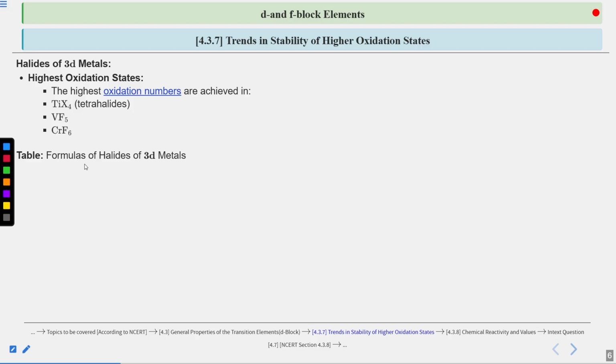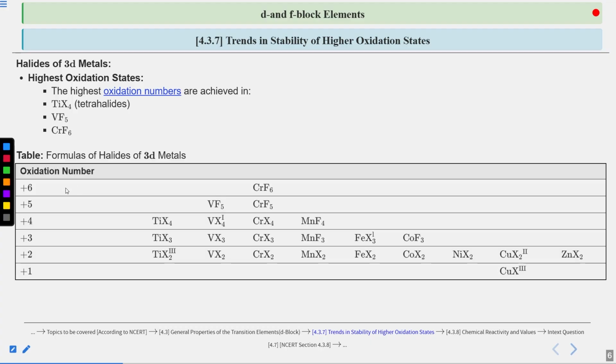So let's see a table showing the formulas of halides of 3d metals. You can see this table where the oxidation numbers are given, and at each particular oxidation number, the halides formed by the 3d metals are given. In the +6 oxidation state, only one halide is formed, that is chromium hexafluoride, CrF6. At +5, VF5 and CrF5. At +4, TiX4, VX4, CrX4, MnF4. That means titanium X4, vanadium X4, chromium X4, and manganese F4.